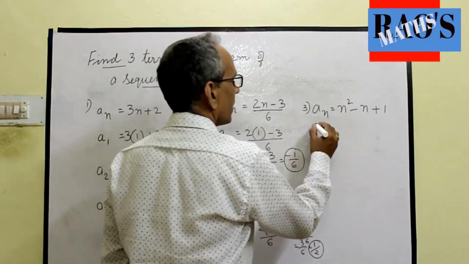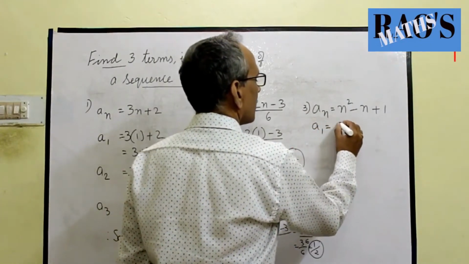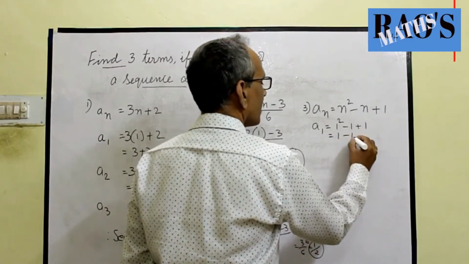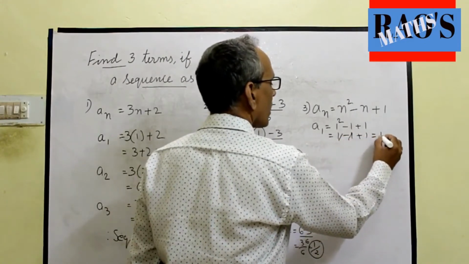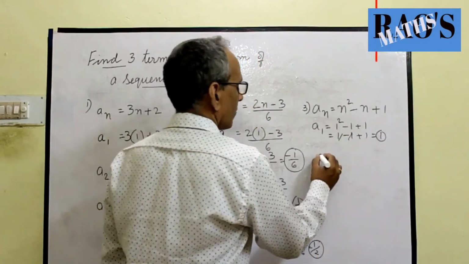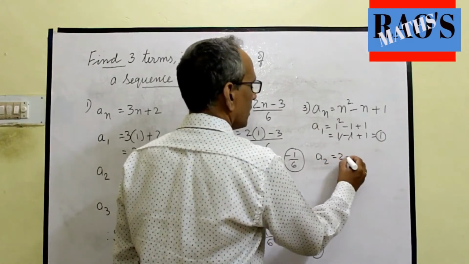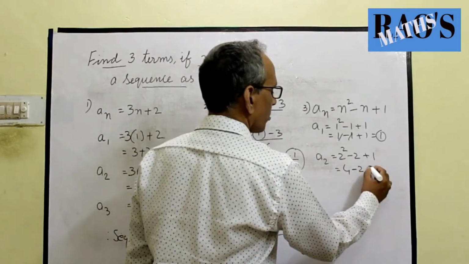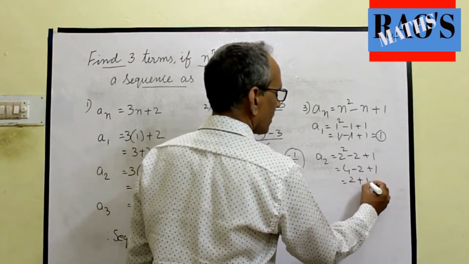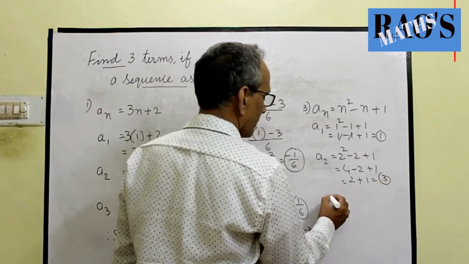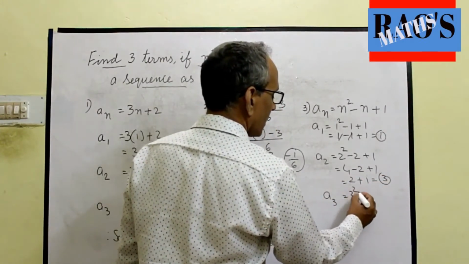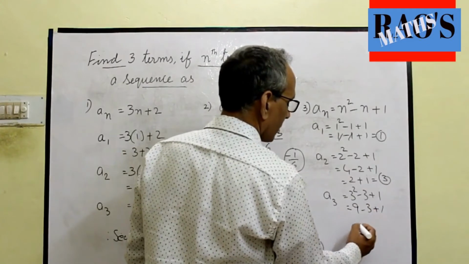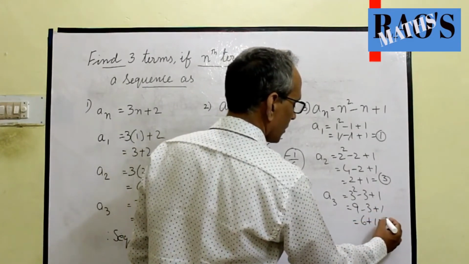Let's see the last question, where the nth term of the sequence is n square minus n plus 1. We know 1 square is 1, minus 1 plus 1 results in 1. So 1 is the first term of the sequence, whereas the second term is 2 square minus 2 plus 1. That is 4 minus 2 plus 1. 2 plus 1 is equal to 3, the second term. And the third term is 3 square minus 3 plus 1. That is 9 minus 3 plus 1. Of course it is 6 plus 1, which is equal to 7.